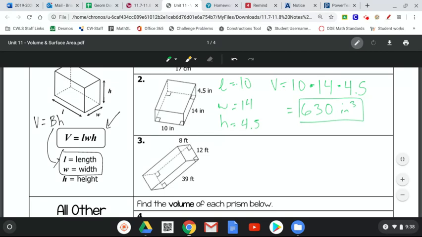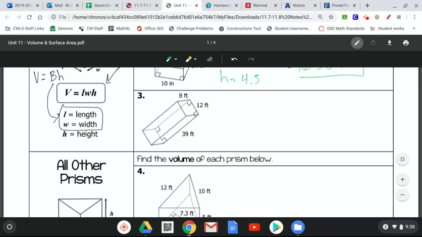So I hope this is pretty simple. 3 dimensions they give us, we multiply those numbers together, get our answer. So for the last one, for number 3, we have our length, our width, and our height.